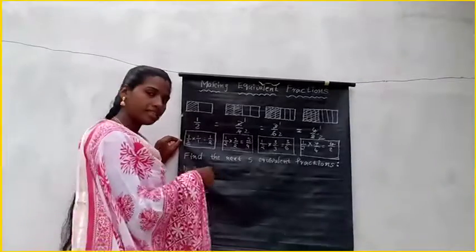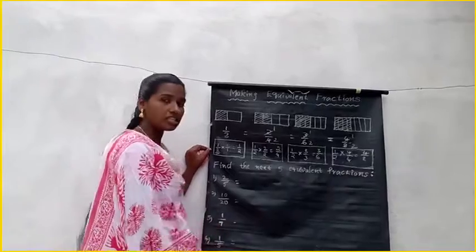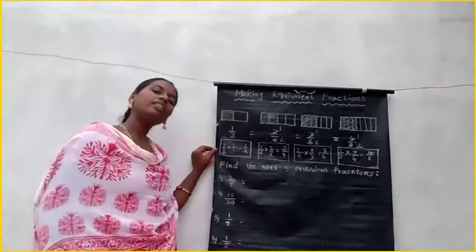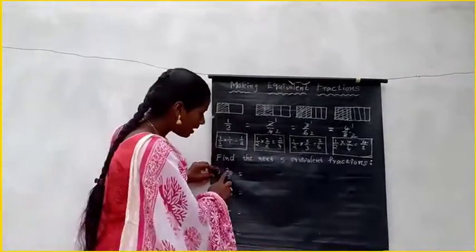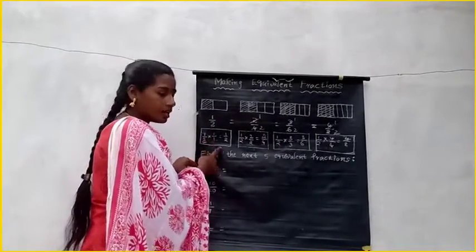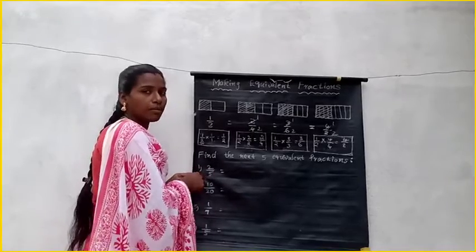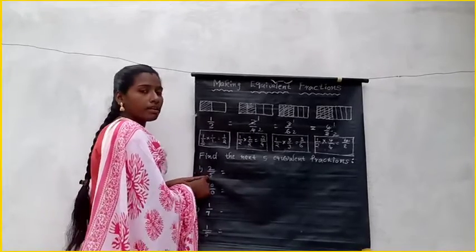See here, next let's go on to make equivalent fractions. You should make 5 equivalent fractions. How can you make them, Nana? See here, 2 by 5 is given. In the first case we have multiplied with 1 by 1. If you multiply with 1 by 1 you get the same number: 2 1s are 2 and 5 1s are 5.